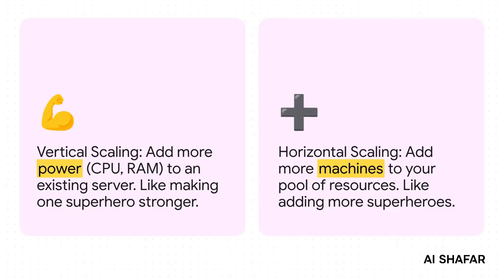Now, designers really have 2 main ways to scale up. There's vertical scaling, which is like making one superhero stronger. You just beef up a single server with a better CPU or more RAM. But eventually you hit a wall. So then there's horizontal scaling, which is like adding more superheroes to the team. You just add more and more servers. This is how the giants, your Googles, your Facebooks, do it.